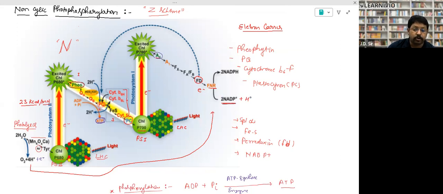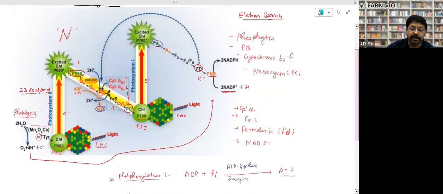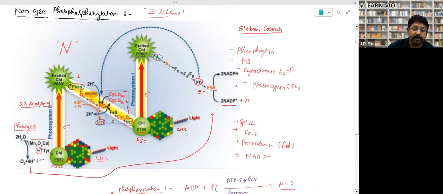NADP+ will take the electron, and this hydrogen, which came from the breakage of the water molecule, will be taken over here. NADP+ will convert into NADPH, and formation of energy takes place. From 2 NADP+, 2 NADPH will be formed. I have already told you 1 NADPH is equal to 3 ATP, 2 NADPH is equal to 6 ATP. It means the energy equivalent to 6 ATP is generated over here, right?